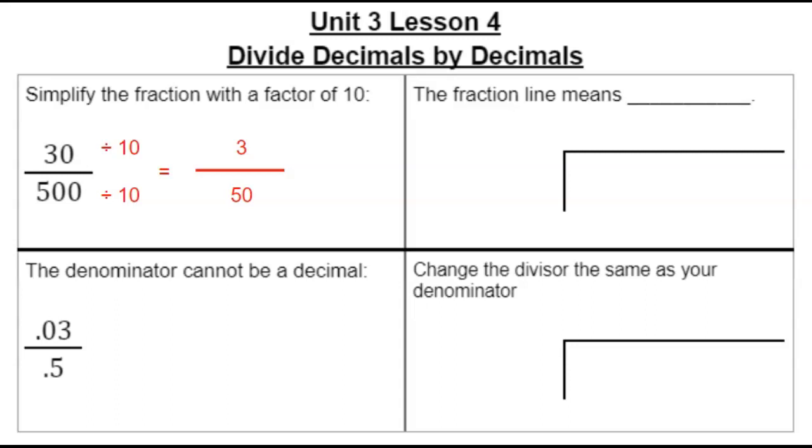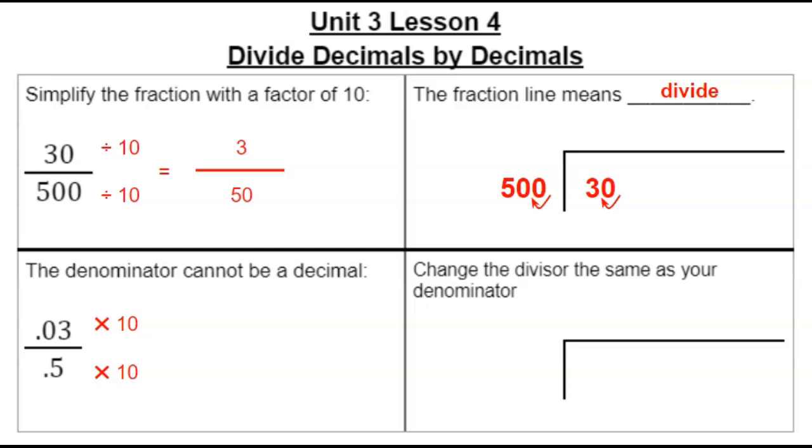But a fraction isn't just a fraction. It also means divide. So if we have 30 as our dividend and 500 is our divisor, if we simplify them both by 10, then we get 3 and 50. Same thing with decimals. Our denominator cannot be a decimal. Well, really, we can't have decimals in fractions, but we're not considering this a fraction. This is a division problem.